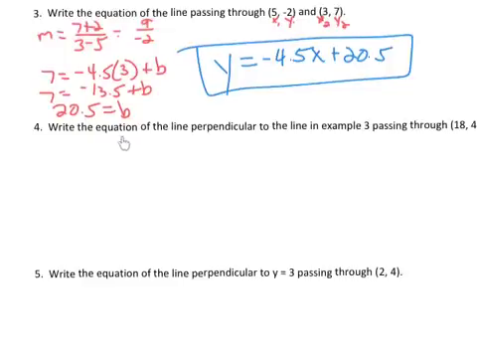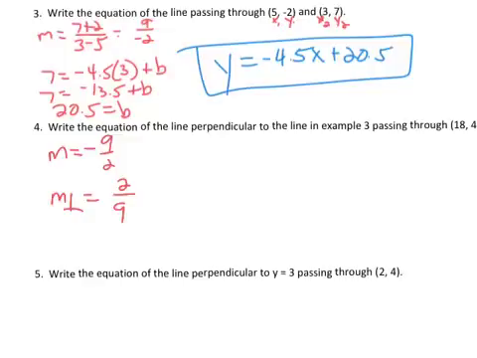So the next example, write the equation of the line perpendicular to the line in example 3, passing through 18, 4. Well, I need to write this as a fraction so I can write the perpendicular slope. So the fraction is negative 9/2. So if my original slope is negative 9/2, my perpendicular slope is going to be positive 2 over 9.